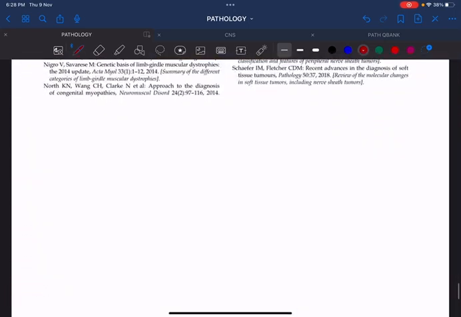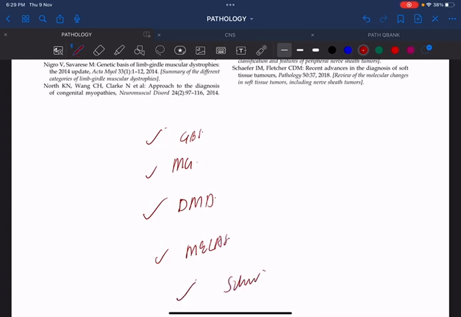So in this we have discussed GBS, which is a very important question you have to read. Myasthenia gravis you have to read. Next is Duchenne muscular dystrophy, which you have to read. Then remember the names like MELAS. MELAS is most commonly asked. And next is schwannoma and neurofibroma. Okay, both are important. At least you have to read these, if not the rest.